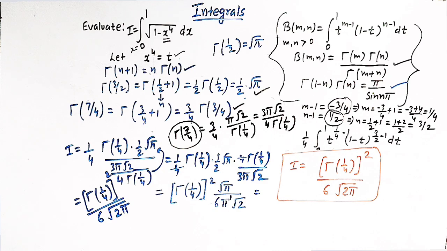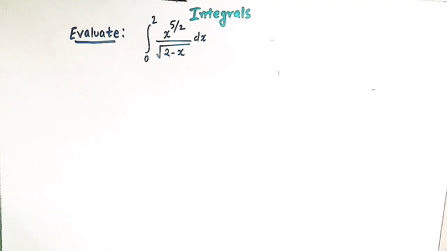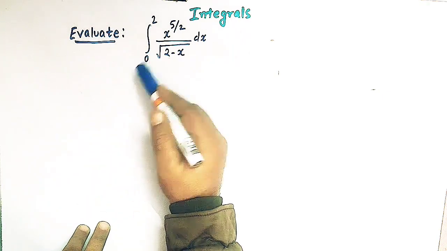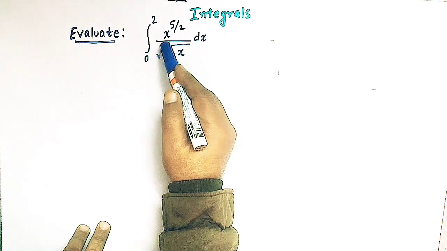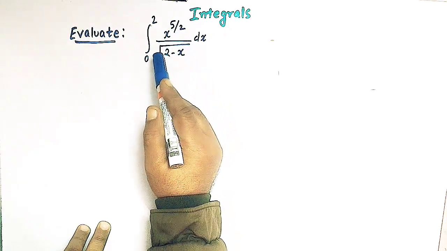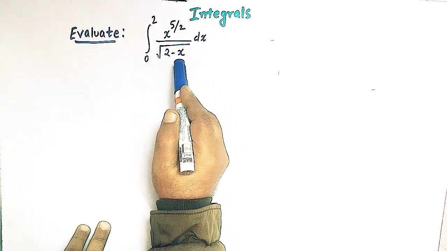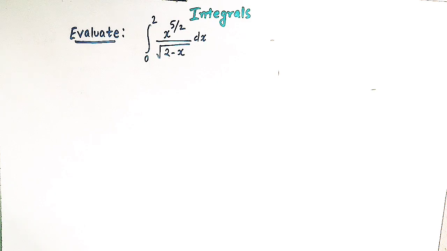Hello viewers, in today's session we have another important and interesting problem from beta gamma functions, and here we are going to evaluate this integral that is from 0 to 2 x raised to 5 over 2 divided by square root of 2 minus x dx with the help of some concepts from beta and gamma functions, right? So let us start.